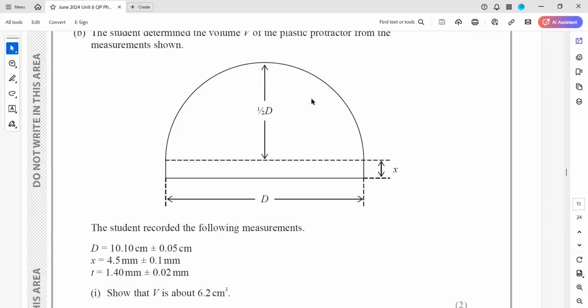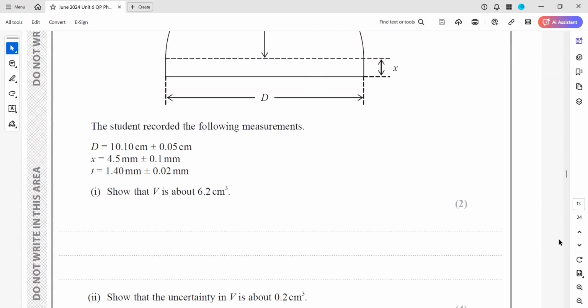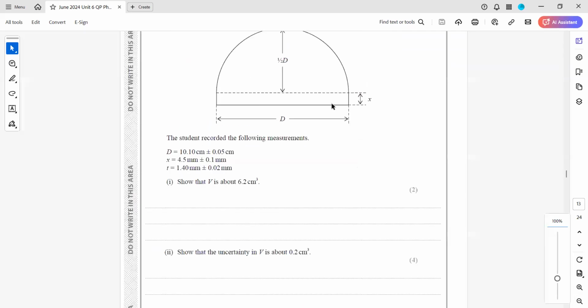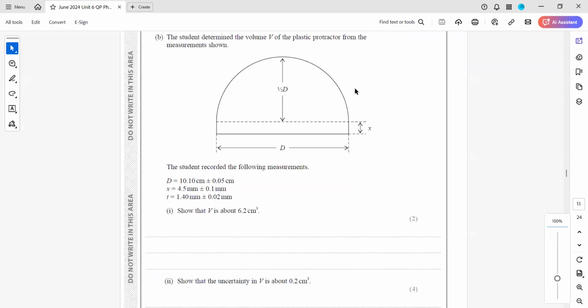The next is the student determined the volume of a plastic protector from a measurement as shown. Show that the V, so you just have to substitute. Now the student recorded the following measurements. Like this D is given, this is equal to half of D, X is given, and thickness is also given. I need the volume of this protector. So how to work out the volume?